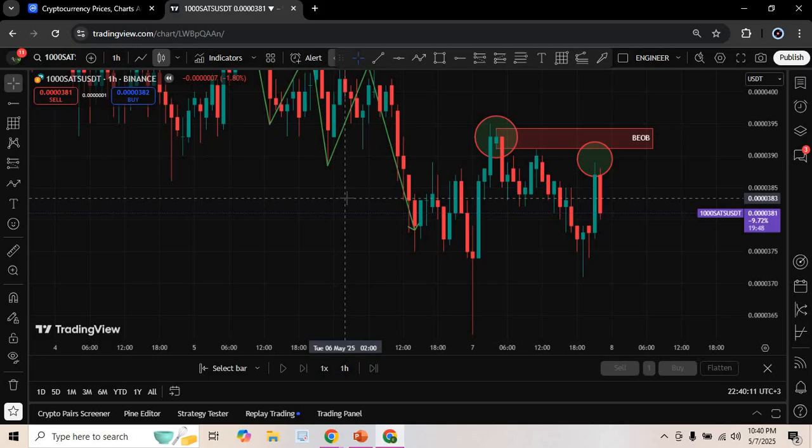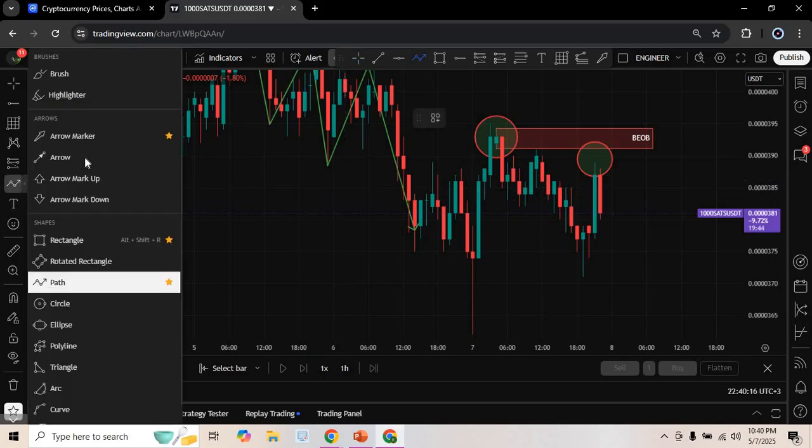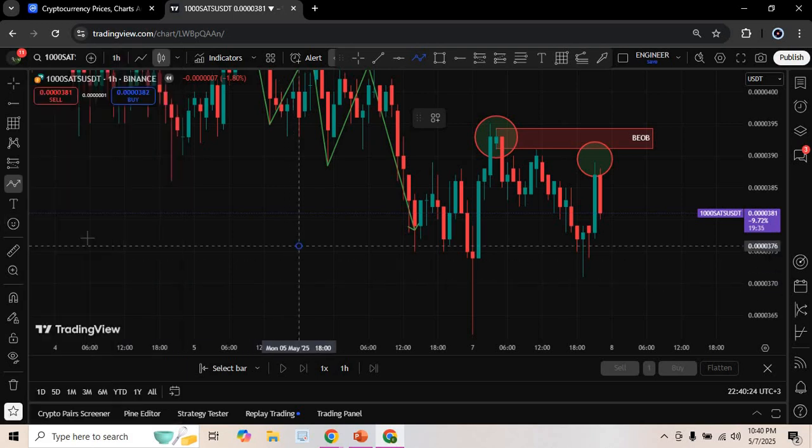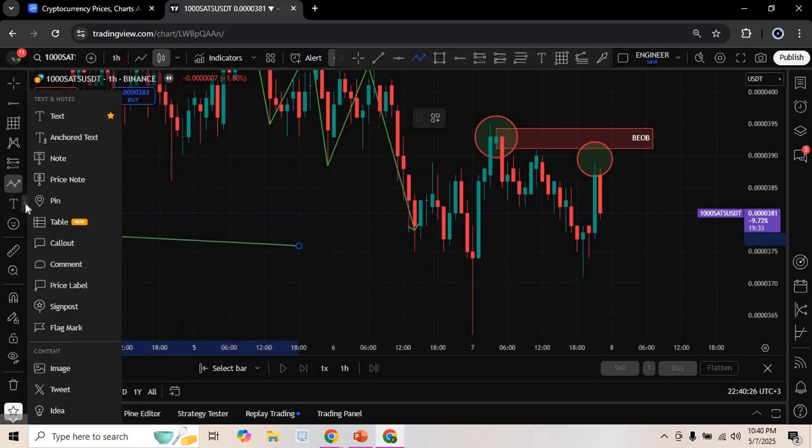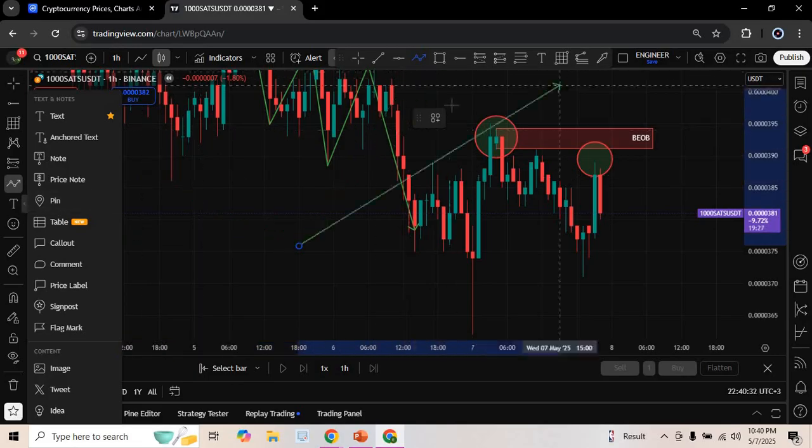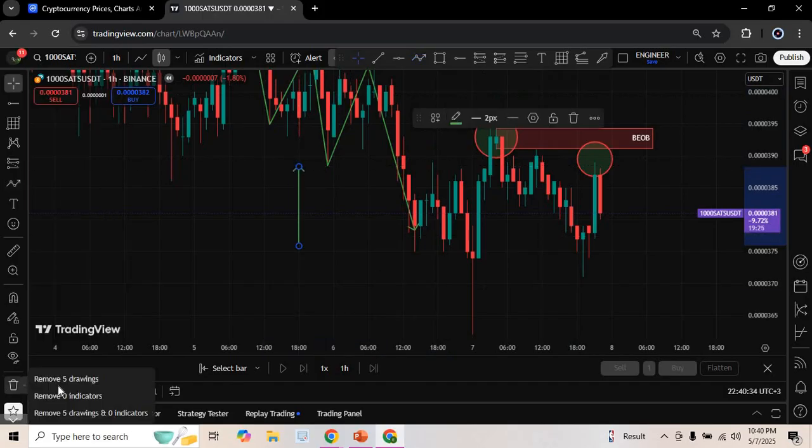But I'll show you how we use that essentially. So from this part, you can choose your arrow marker, your rectangle, and any other tool that you feel you'll use. Just come and favorite it from this segment right here. The text tool is a tool that you use when you're naming on the chart, so favorite it. So the purpose of this, let me delete everything.